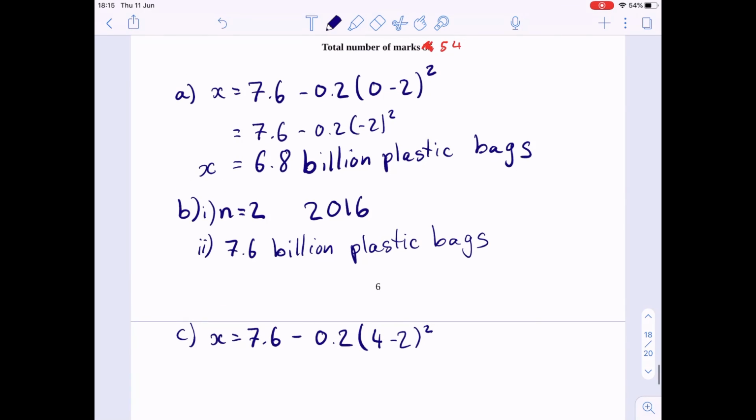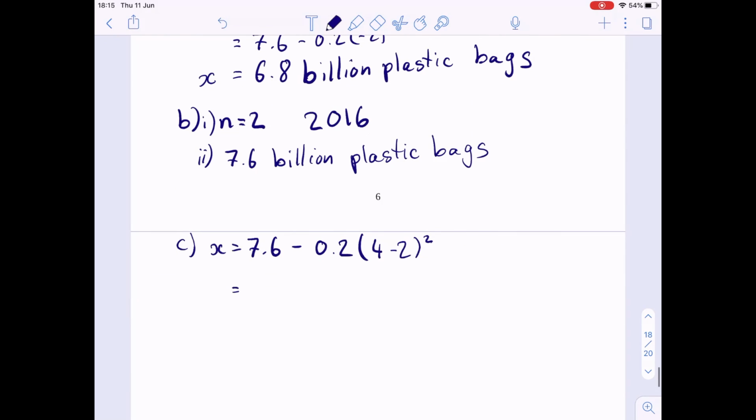So that's actually going to be exactly the same as our starting equation, because minus 2 squared is going to be the same as 2 squared. So I can save myself a little bit of time typing this in on my calculator and say that this comes out at 6.8 billion plastic bags.